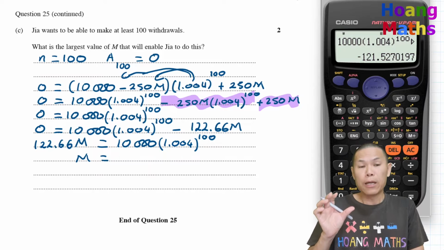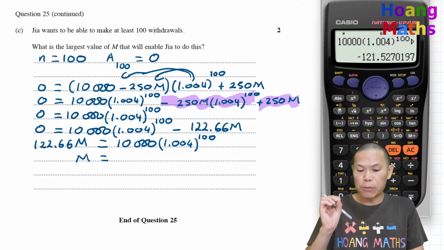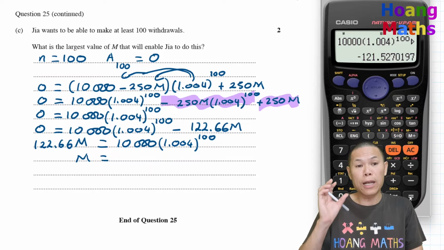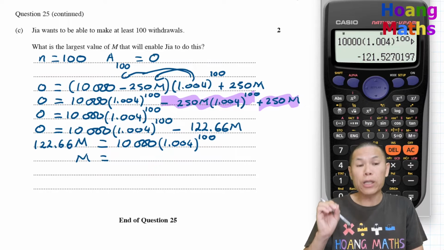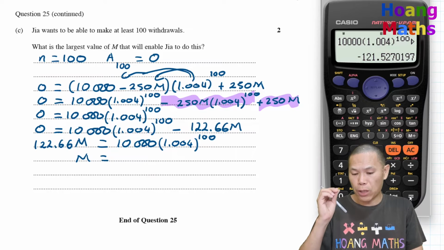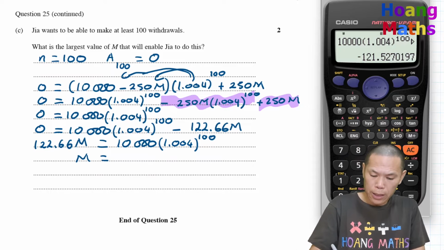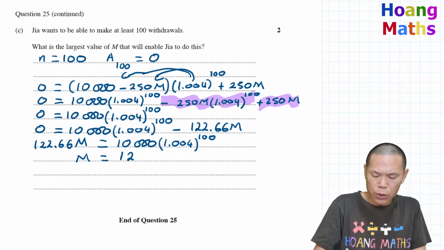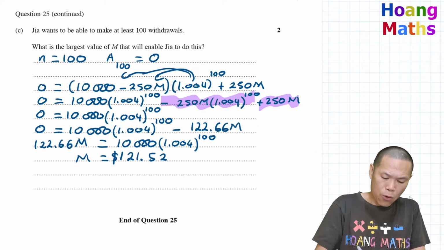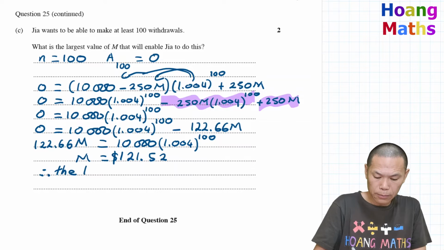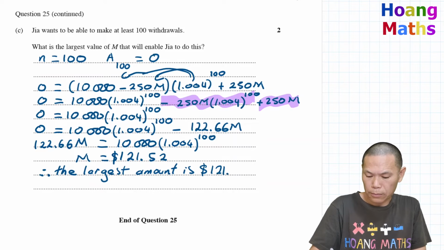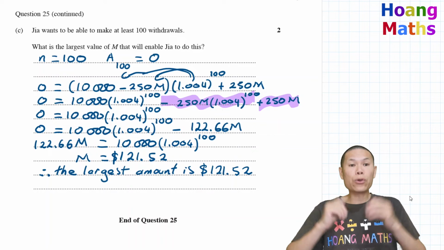But we need the largest amount. So that means for n equals 100 times, the largest amount we can withdraw is $121.52, because m cannot be greater than 121.53. It has to be less than that. So therefore, the greatest amount is $121.52. So there you go.